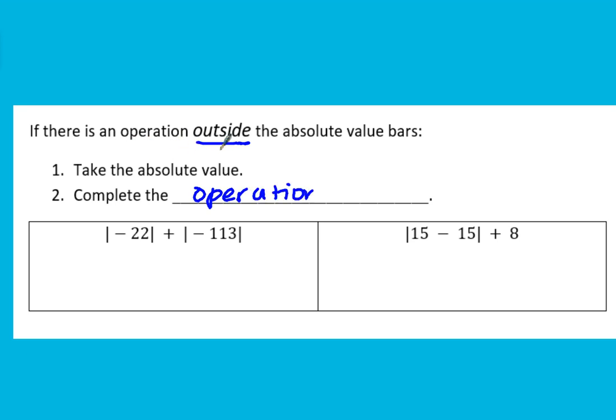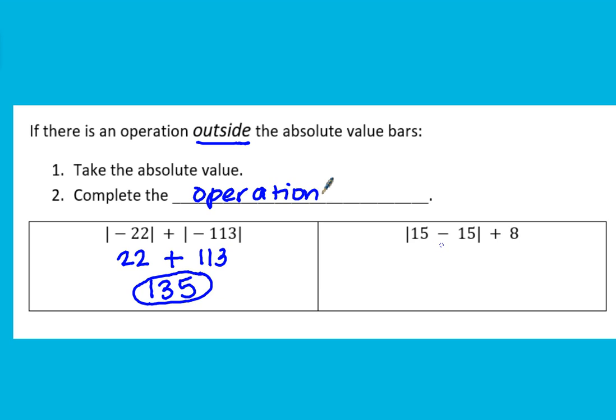If we look at this first example together, it has the absolute value of negative 22, close the absolute value bars, plus the absolute value of negative 113, and then you close the absolute value bars again. Notice now this plus sign is on the outside of these absolute value bars. That means we want to take the absolute value of negative 22, which is 22, and then we're going to find the absolute value of negative 113, which is just 113, and then we will add them, because our step 2 says complete the operation. When we add these up, we get 135, and that is our answer for this problem.